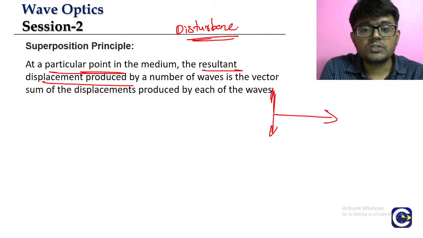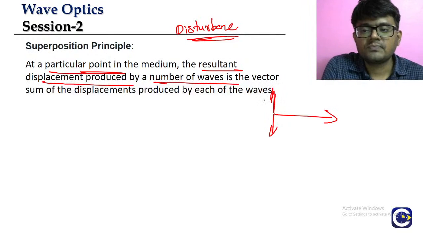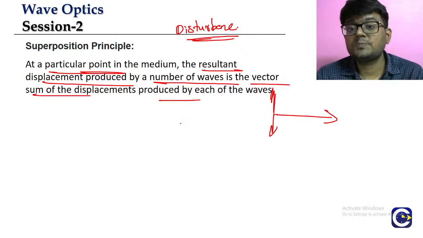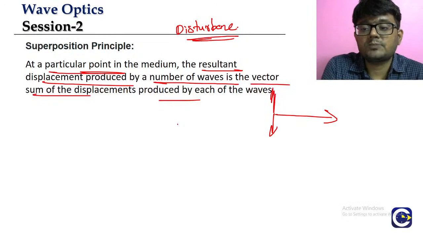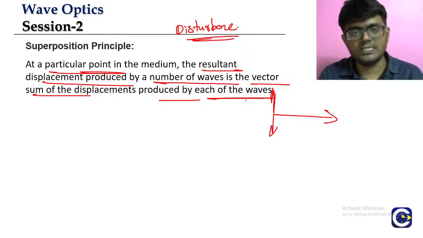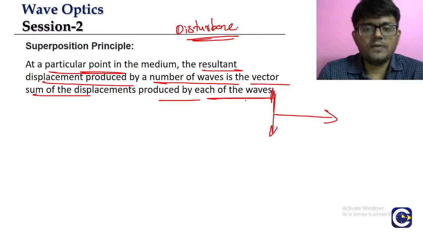The displacement produced by whatever the number of waves, it may be 2, 3, it can be even more, will be given by the vector sum of displacements. Why? Because displacement is a vector. The resultant displacement is given by the vector sum of the displacements produced by each of these waves. That's it. That is what we call the principle of superposition.